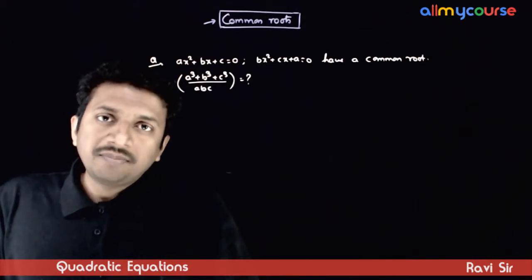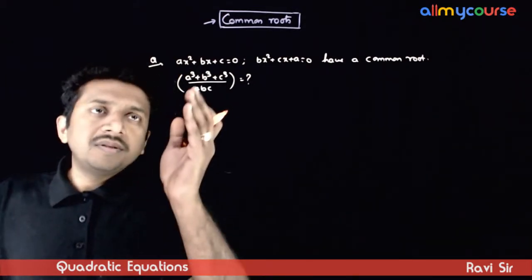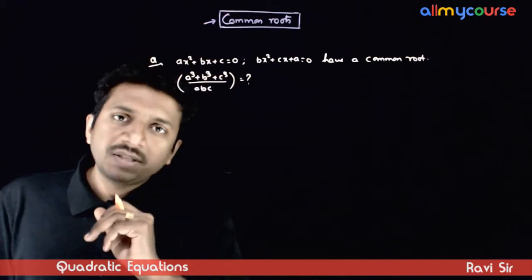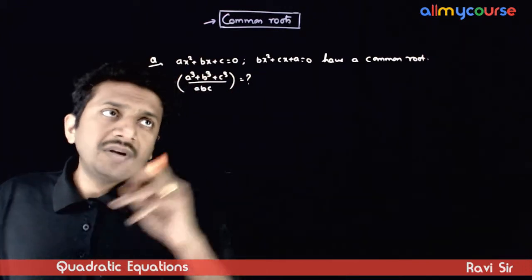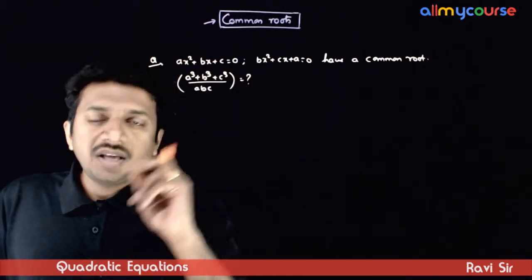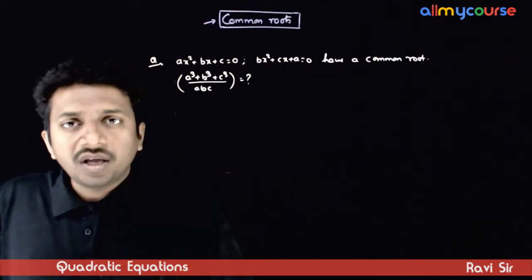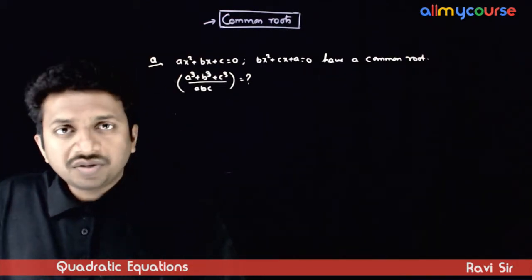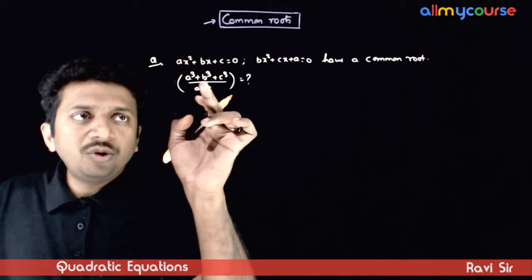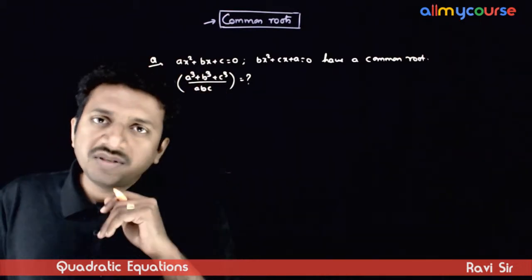So let us look at some questions. In this question, you're given that ax square plus bx plus c is equal to 0 and bx square plus cx plus a is equal to 0 have a common root. If that is so, what is a cube plus b cube plus c cube by abc?